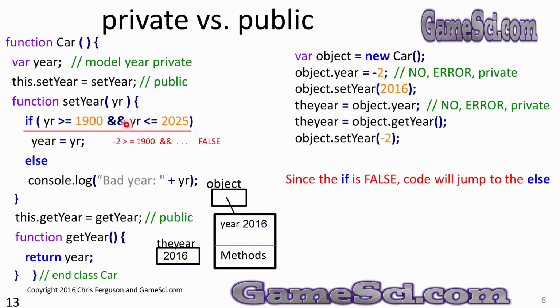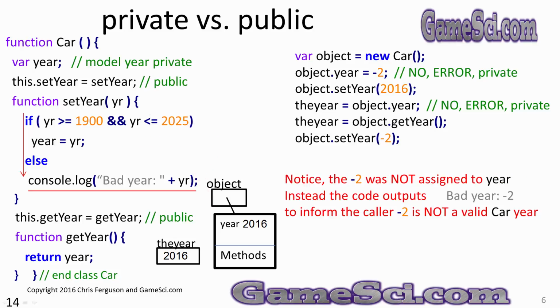And means they're both supposed to be true. So if you know one isn't true, then we can fall through and execute this code. What happened here is instead of executing the if portion, we're going to go to the else portion. When we go to the else portion, we're going to execute a console.log.